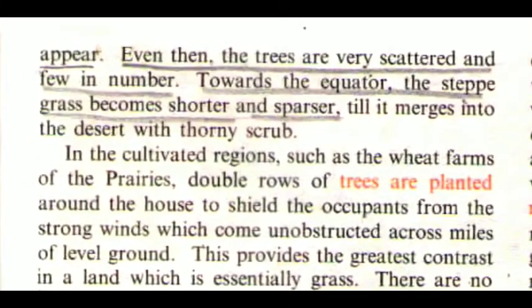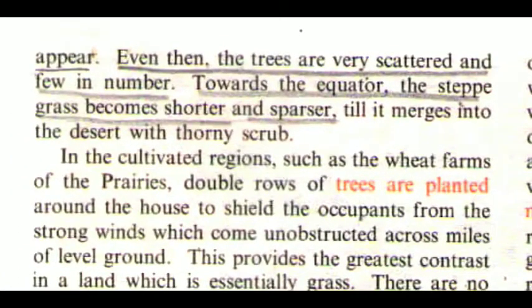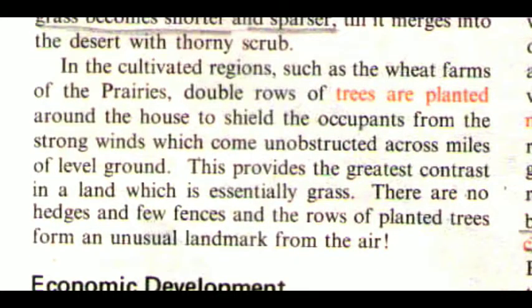Towards the equator, the steppe grass becomes shorter and sparser till it merges into the desert with thorny scrub. In the cultivated regions, such as the wheat farms of the prairies, double rows of trees are planted around the house to shield the occupants from the strong winds which come unobstructed across miles of level ground. This provides the greatest contrast in a land which is essentially grass. There are no hedges and few fences, and the rows of planted trees form an unusual landmark from the air.